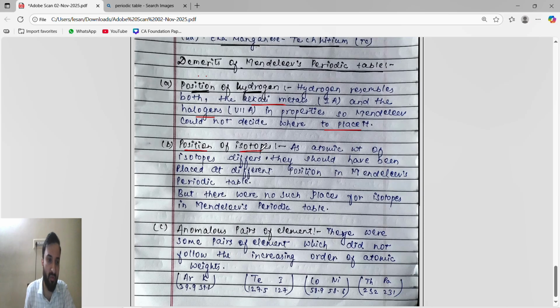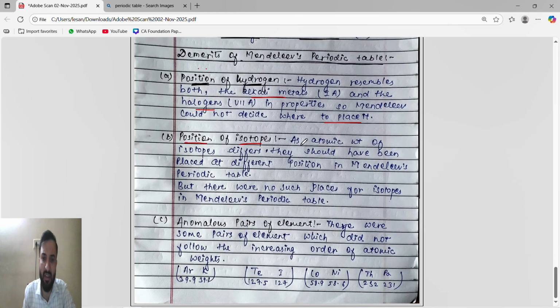Next, position of isotopes. अरे भाई साहब, आइसोटोप्स भी बकैती करने लगा। See, the atomic weight of isotopes differs, we know that. So as the atomic weight of isotopes differs, they should have been placed at different positions in Mendeleev's periodic table, right? But there was no such place for isotopes in Mendeleev's table.